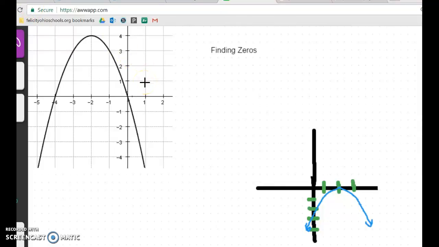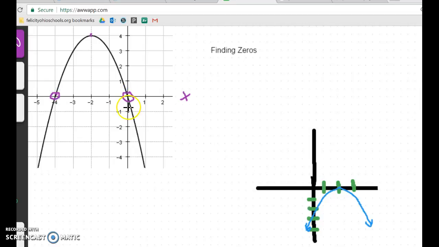There's a few ways to find zeros. The first way to find a zero is we just look at a graph. Here are two graphs provided. The first graph, we look at this parabola, which has a vertex here and is a downward facing parabola. And we look where it crosses the x line. It crosses the x line in two spots, here at -4 and 0.